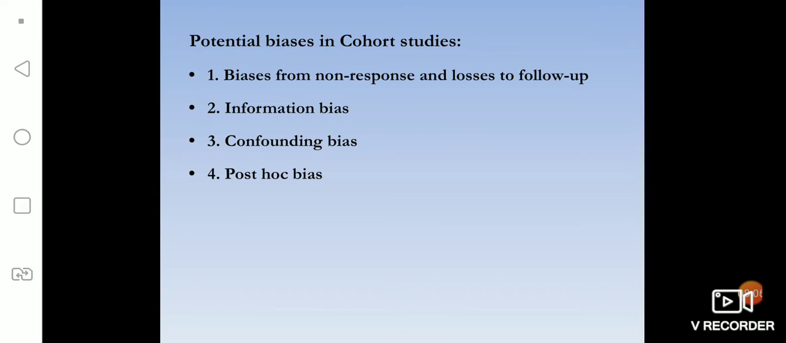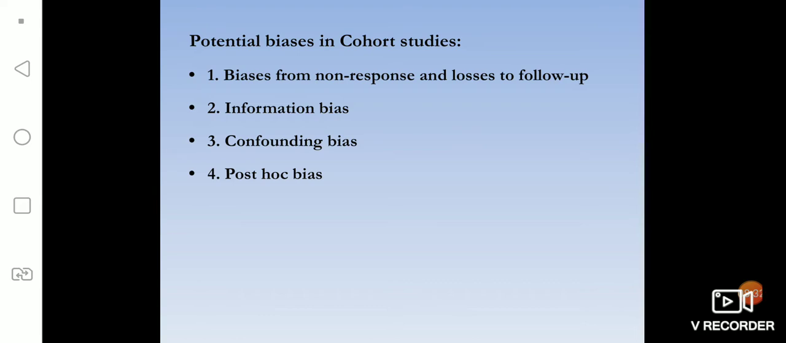Now coming to information bias. This information bias happens if the quality and the details of the information that we collect from the exposed persons and non-exposed persons are different. This kind of bias is usually seen in historical cohort studies. It can be seen in normal ones also, but it is most commonly seen in historical cohort studies.